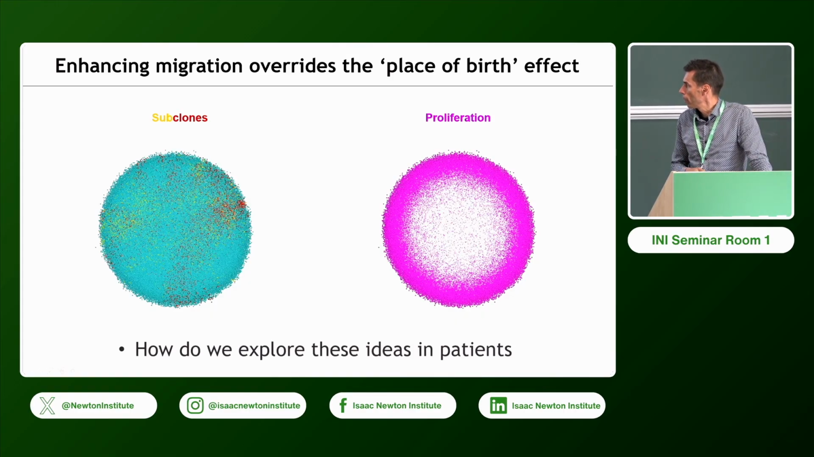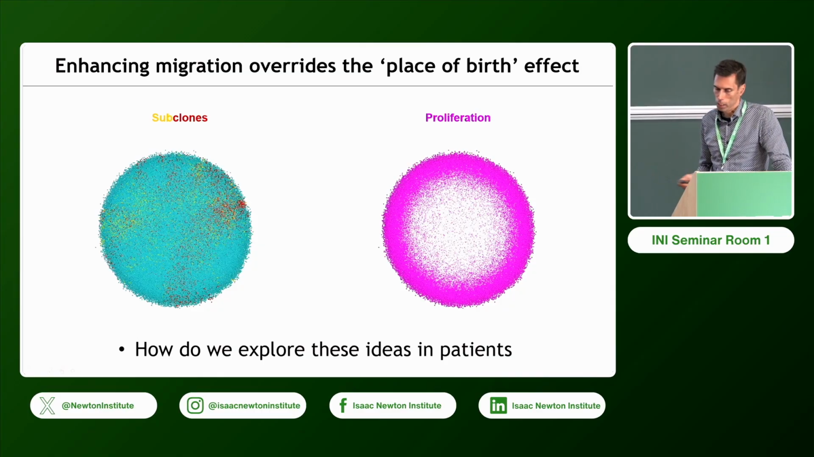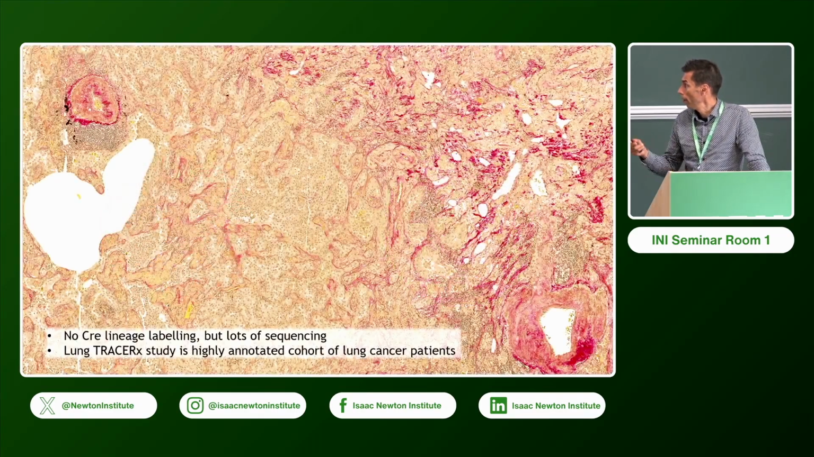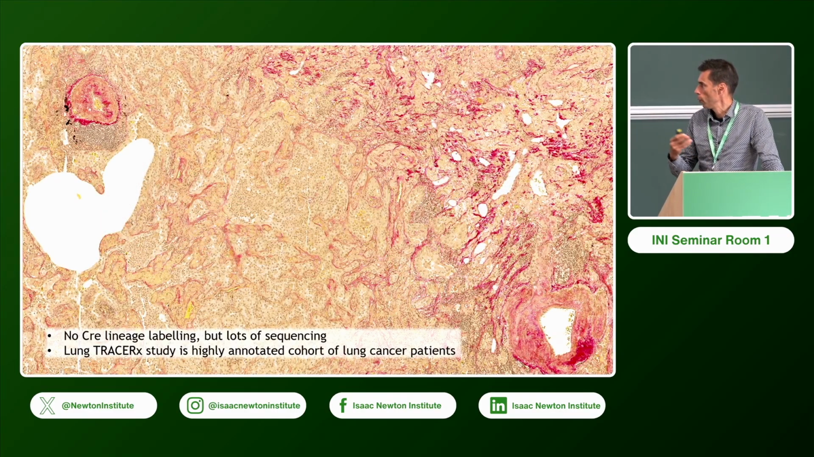So then, coming to the key thing that we are really motivated by: how do we explore these ideas in patients? Obviously we can't make time-lapse movies in patients, we can't label cells blue and white and yellow and various colours. But what we do have, thanks to various collaborations with Charlie Swanton and his team, is access to a lot of lung cancer data where there's very deep genomic characterization. So there's a lot of sequencing. This comes from the Lung TracerX study.